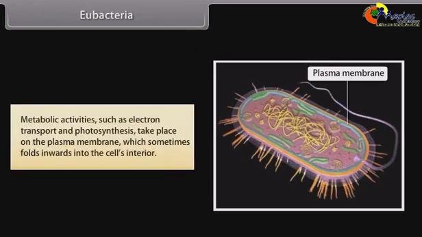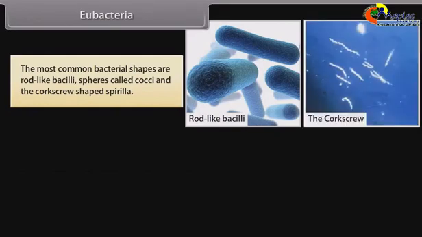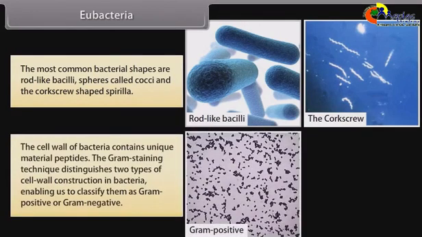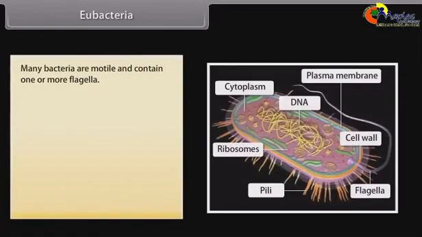Metabolic activities such as electron transport and photosynthesis take place on the plasma membrane, which sometimes folds inwards into the cell's interior. The most common bacterial shapes are rod-like bacilli, spheres called cocci, and the corkscrew-shaped spirilla. The cell wall of bacteria contains unique material, peptides. The Gram staining technique distinguishes two types of cell wall construction in bacteria, enabling us to classify them as Gram-positive or Gram-negative. Many bacteria are motile and contain one or more flagella.